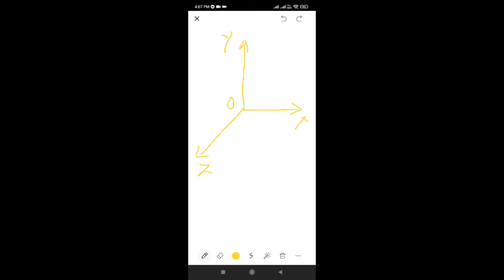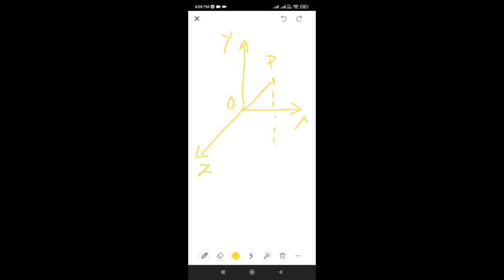Now consider one molecule located here, at the point P. Our molecule is located at point P. Now you may take the position vector OP. Now let us take the coordinates along the x, y, and z axes. You just draw a perpendicular line onto the xz plane.